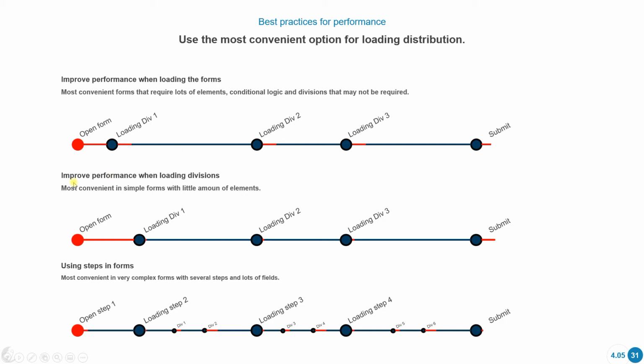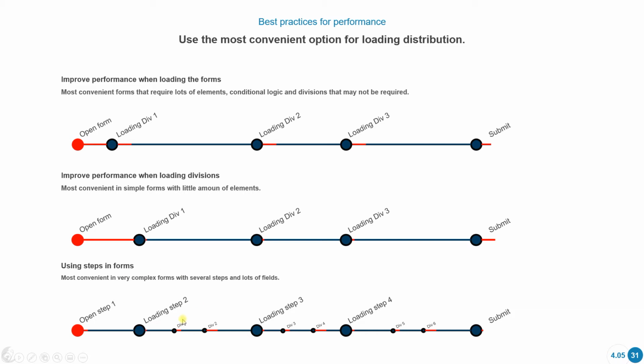But there's other scenarios where we might want to use this option down here. So we want to improve the performance when loading the divisions. That means that I load absolutely everything at the beginning. And once everything is loaded, then I can hide or trigger or show the different divisions or different elements that I have in the form. This option is quite convenient when we're using very simple forms with a little amount of elements.